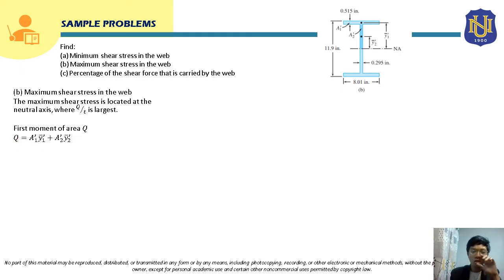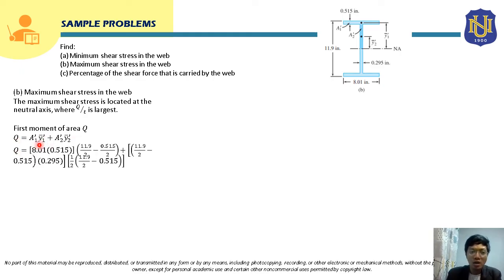So Q, therefore, here, class: our area 1 prime is the same as earlier, 8.01 times 0.515. And then our Y bar sub 1 prime is 11.9 over 2 minus 0.515 over 2. So this is also the same as earlier.